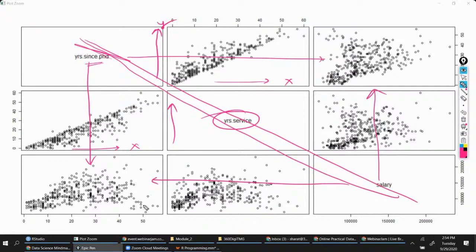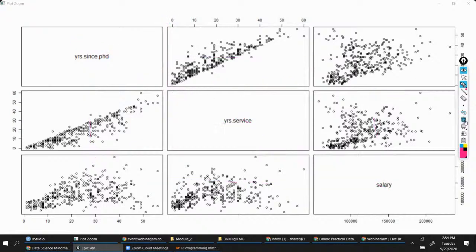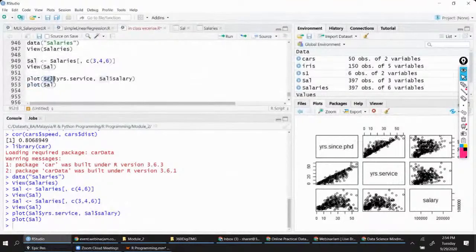So this is basically your pairs plot. Plot is the same function which is used. But when you try to pass this function with two variables, it is going to give you a scatter diagram. When you pass multiple variables or a data frame, it is going to consider that as a pair plot. This representation is called a pair plot.